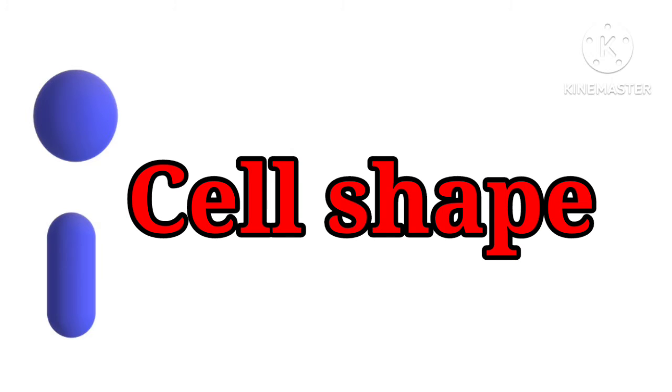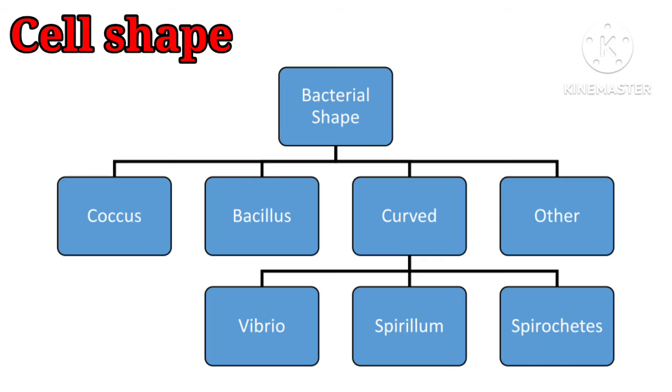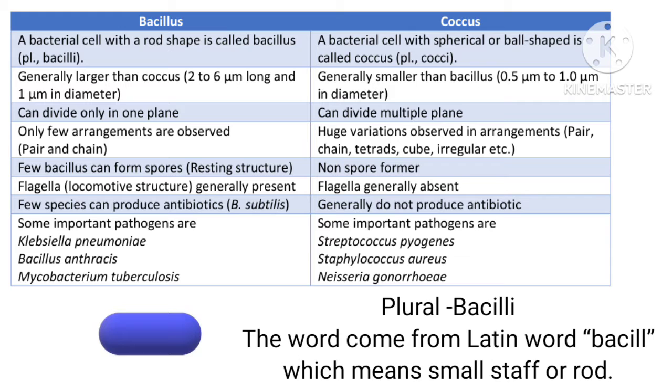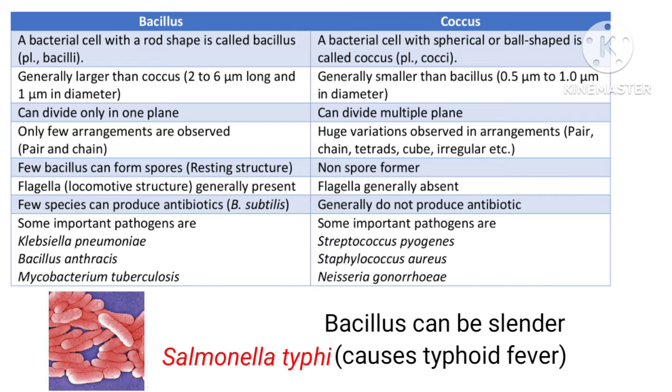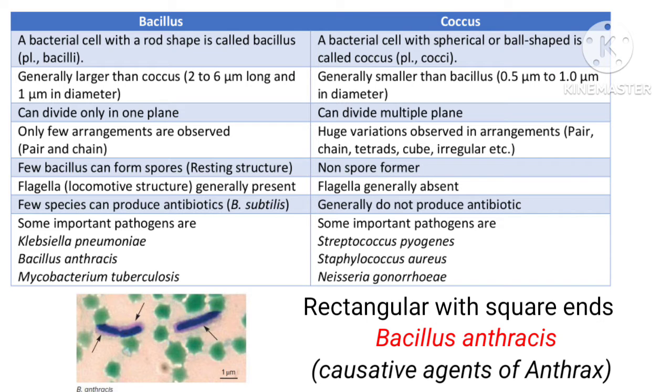Now let's focus on the bacterial cell shape. Huge variations are also observed in terms of shape, but most of the microorganisms are of two distinct shapes, that is Bacillus and Coccus. Rod-shaped cell is called Bacillus. They are as long as 20 micron and as short as 0.5 micron. Certain bacillus are slender like Salmonella typhi that causes typhoid fever. Others such as the causative agent of anthrax are rectangular with square ends.